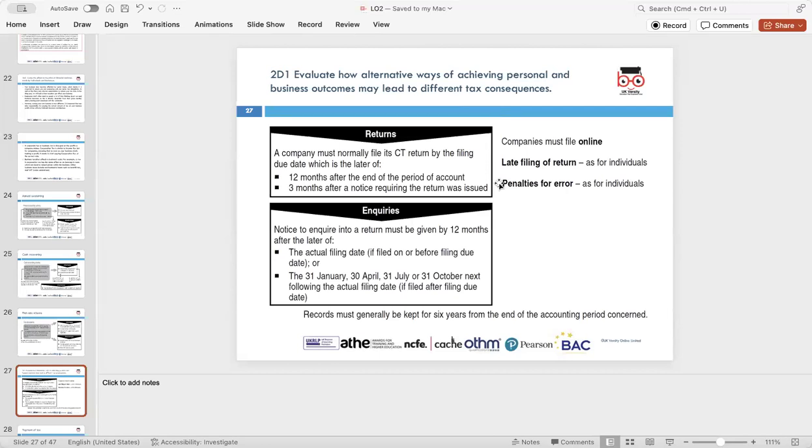First, we will discuss filing deadlines. A company typically needs to submit its CT or corporation tax return by the filing due date, which is determined as the later of two dates: 12 months after the end of the accounting period, or 3 months after receiving a notice requiring the return. When it comes to inquiries into a company's tax return, it is very important that companies are required to file their return online, similar to individuals. Late filing of returns can incur penalties, and errors in the return are subject to the same penalty rules as for individuals.